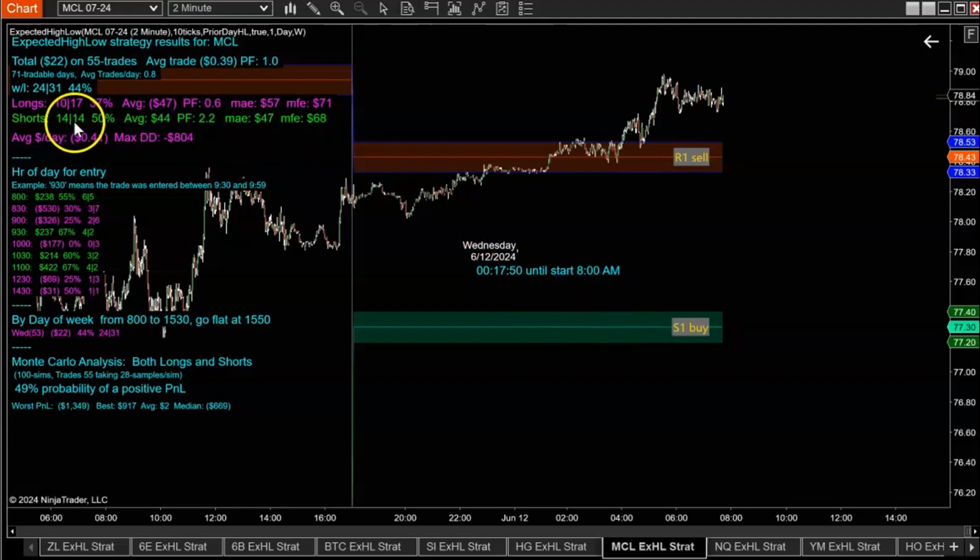Now for shorts, we have a 50-50 win percent. The average trade is $44. Profit factor of 2.2, so that's not too bad. So if we go short at R1, again between the start and stop times of the session, we do see a 50-50 chance. We have 14 wins, 14 losses. Let's take a look at another market.